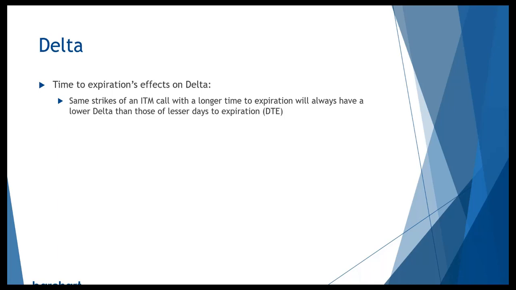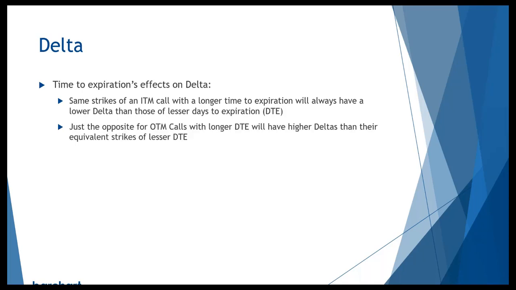Same strikes of in the money calls, with a longer term to expiration, will always have a lower delta than those of lesser expiration dates, days to expiration. And just the opposite for out of the money calls, right? The longer time to expiration will have higher deltas than their equivalent strikes of lesser time. So I want you to think about this in terms of extremes, which is a kind of cool way to think about Greeks when we start doing our Greek process.